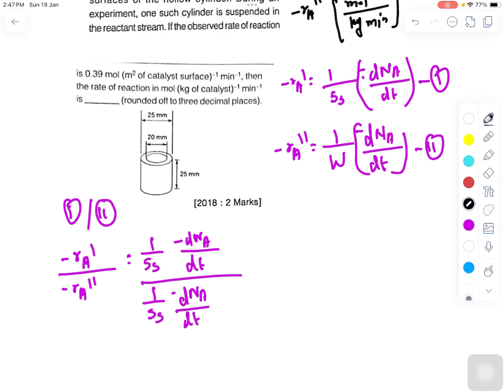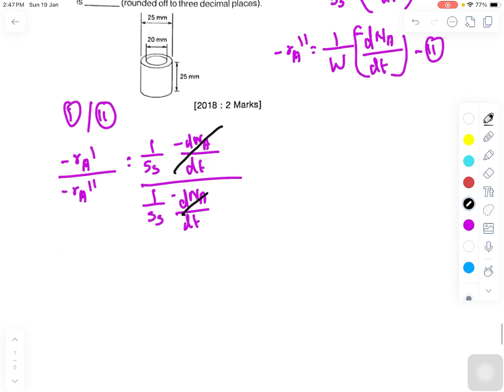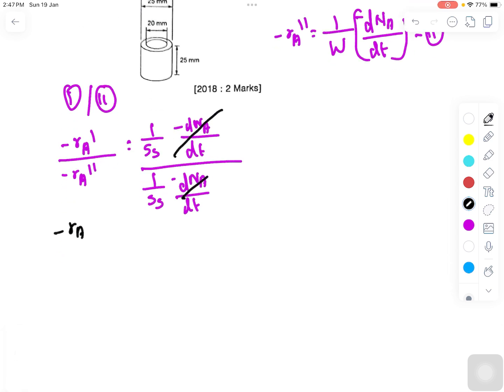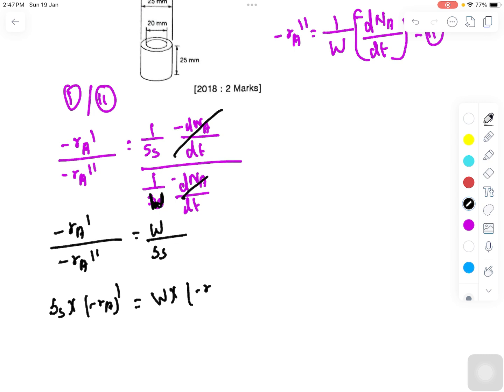So you can see this part will get cancelled out here. Finally you will be left with minus RA dash divided by minus RA double dash equals, sorry, this one will be W, so W divided by SS. So we can say that SS multiplied with minus RA dash equals W multiplied with minus RA double dash. Is that clear?